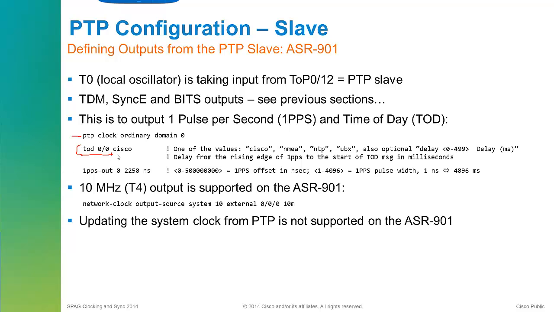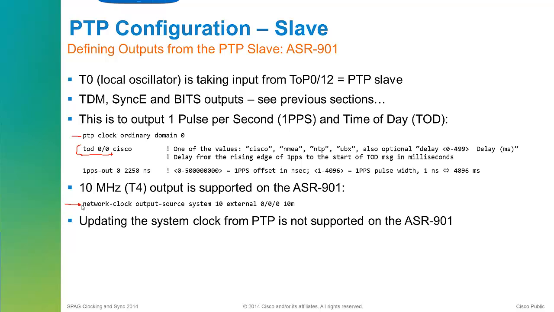The format of time of day, there are options I cover, I think, on the next slide. 1 pulse per second out. You can play around with some of these things. You can put offsets for 1 pulse per second to take account of delays. You can define pulse widths and so forth. A lot of people wouldn't play around with those, but it is available to you. What we're also able to do is output a 10 megahertz signal. So if you want to output a 10 meg signal.